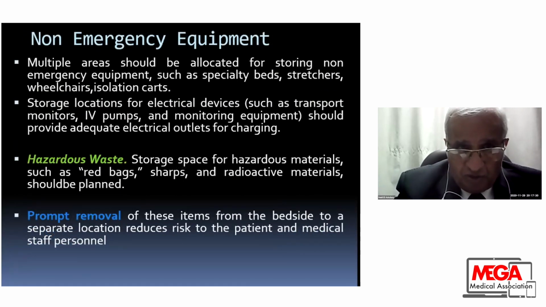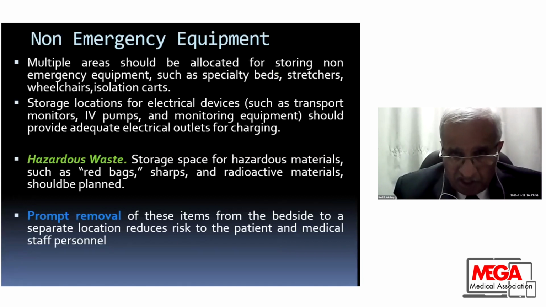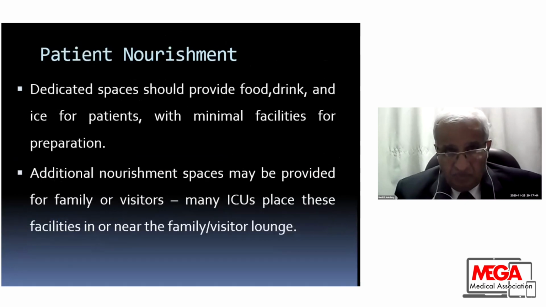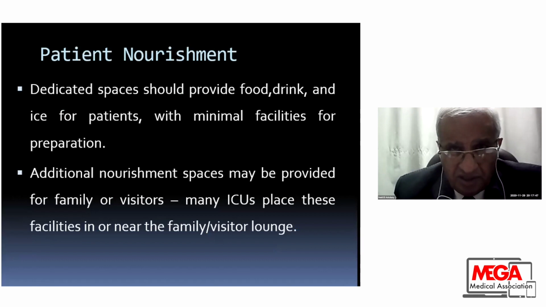Concerning the non-emergency equipment, there should be a place for them. Hazardous waste, there should be a place. Prompt removal of items from the bedside to a separate location reduces the risk to patients and medical staff personnel. Concerning patient nourishment, dedicated spaces to provide food, drink, and ice for patients, with minimal facilities for preparation. Additional nourishment spaces may be provided for family or visitors. Many ICUs place these facilities in or near the family visitor lounge.